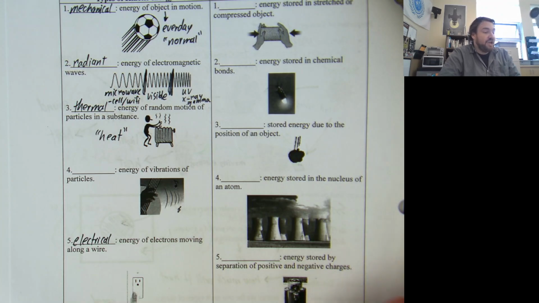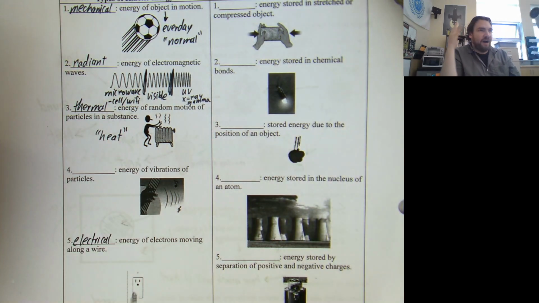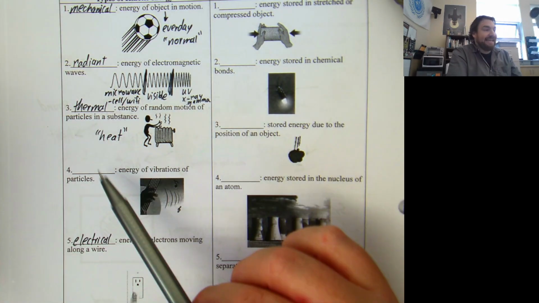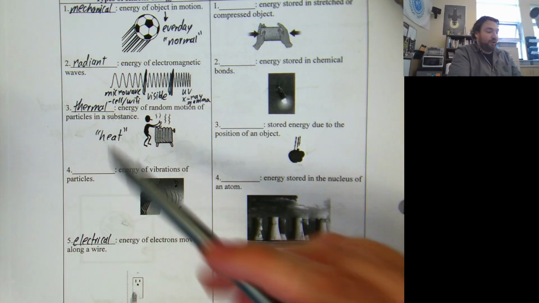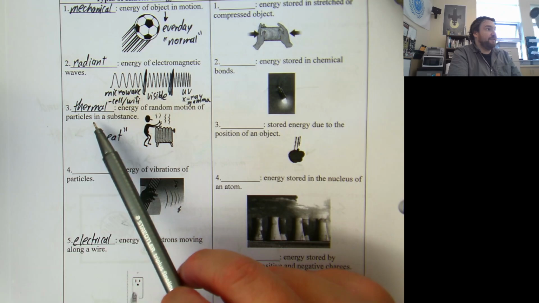Anyway, back to this. Thermal energy is related to the movement of those particles within an object. So thermal energy is the total movement of all of the particles. Heat is the average movement of the particles. And those are two fundamentally different things. Thermal is just the sum of the total.